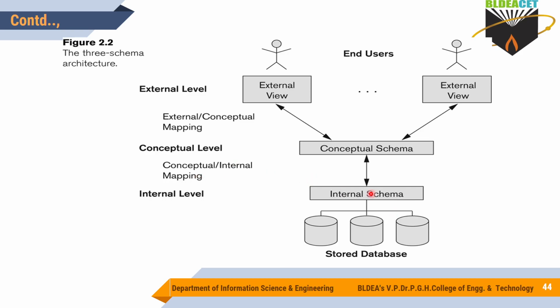Once you know where the required data is stored, it accesses that data from the stored database and transfers it from the internal schema to the conceptual schema, and from the conceptual schema to the external schema, the external view. So this is how the three schema architecture works. Is it clear now? Okay, thank you.